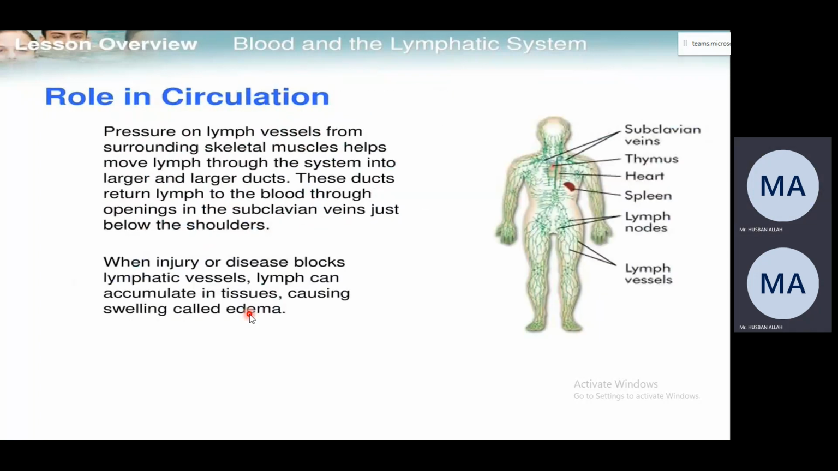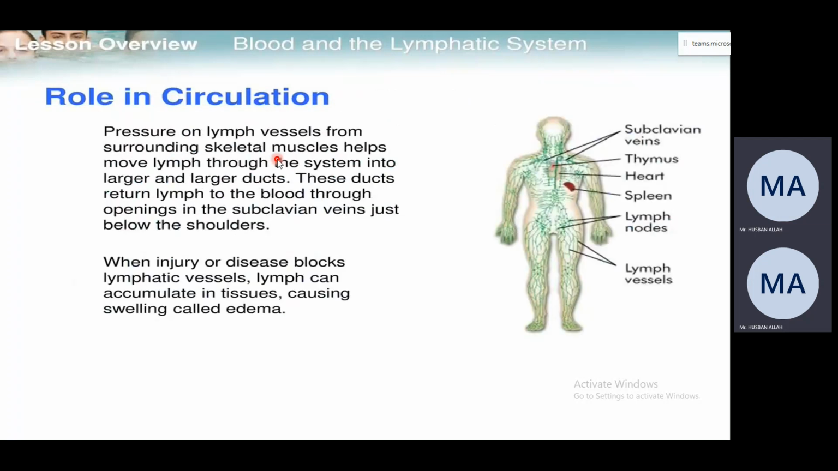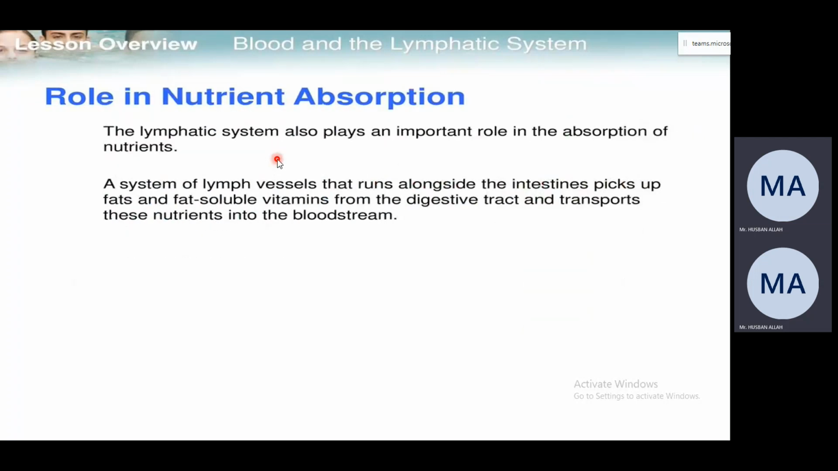Now that was the role in the circulation. Next is the role of the lymphatic system in nutrient absorption. The lymphatic system also plays an important role in the absorption of nutrients, right? The first major function is the screening of microorganisms. The second function is its role in circulation. The third function is its importance in the absorption of nutrients.